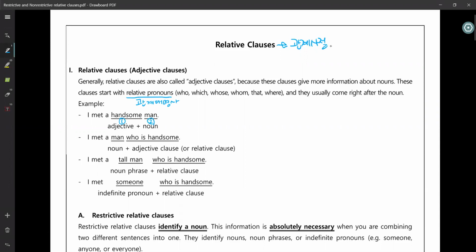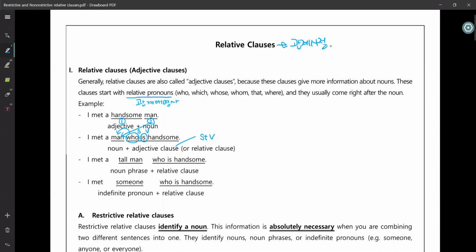But if you want to use a clause to explain about this man a little longer, then the noun comes first, and then comes an adjective clause. Now, what was the meaning of a clause? Again, a clause is something that has a subject and a verb. So basically, this is a clause, and it modifies the noun right before it, and therefore it is called an adjective clause.